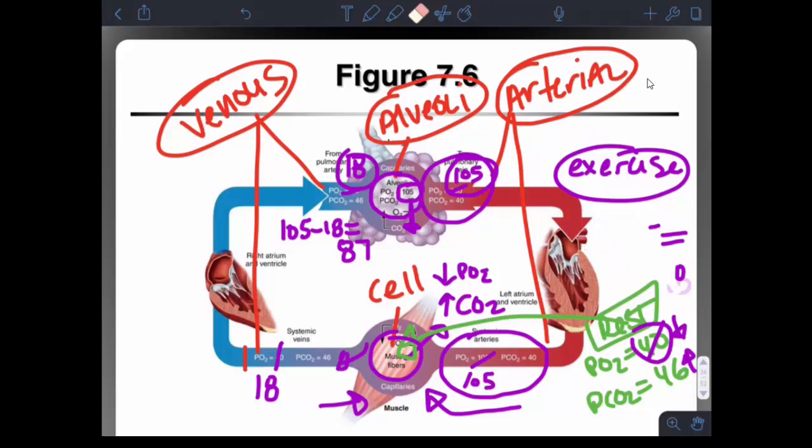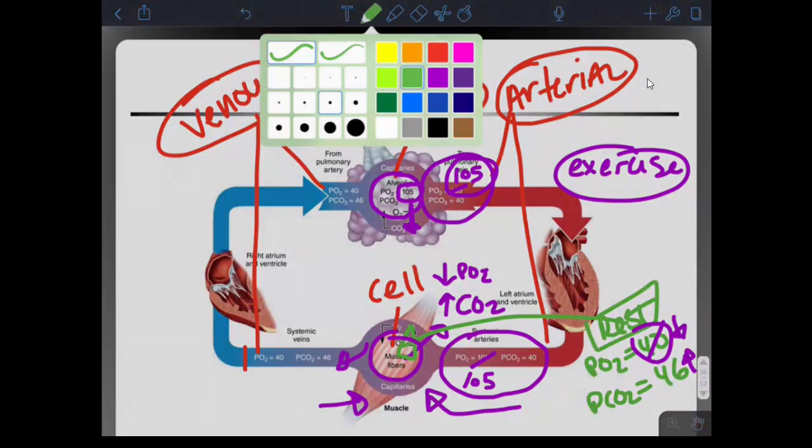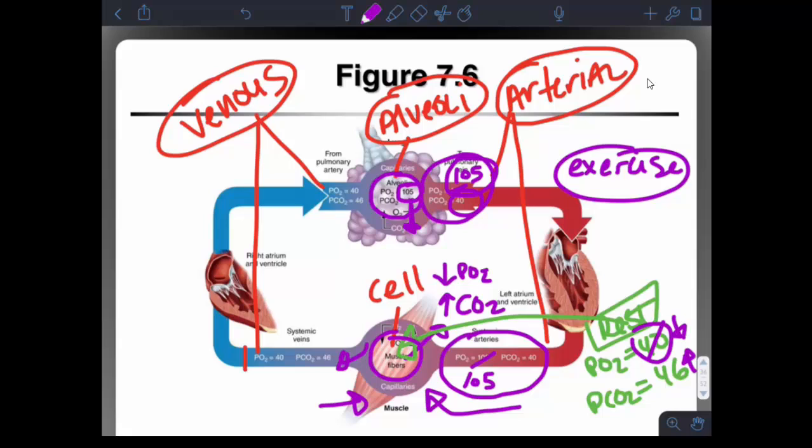So let's look at CO2. Again, what's going on in the alveoli is still the same as it was at rest. It's still 40, and therefore the PCO2 of the blood coming into the cell is still 40. But what we see going on in the cell, normally at rest we have a PCO2 of 46. But because the cell is producing more CO2 during exercise, it's going to rise.